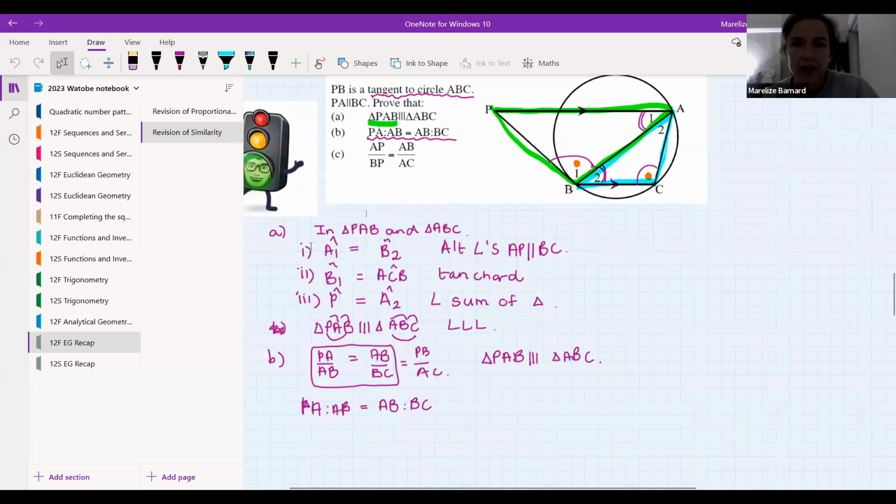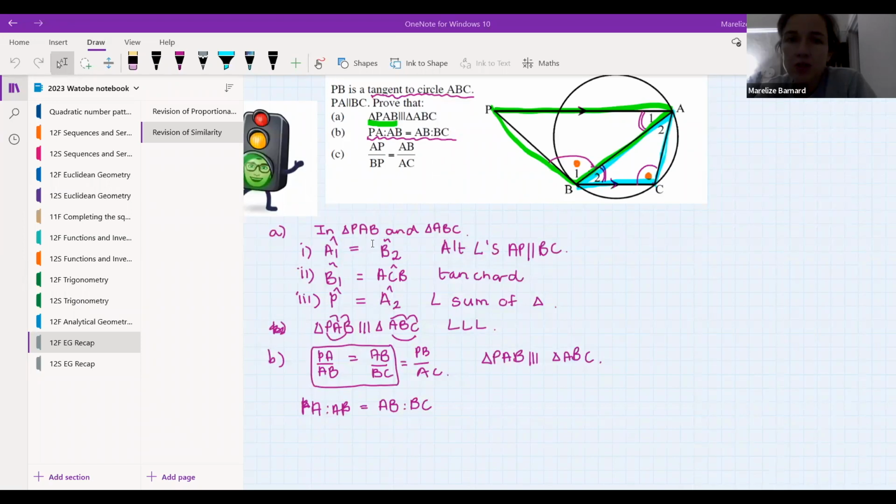Alrighty, guys. So to do the similarity proof, again, read what's at the top. It says PB is a tangent to the circle, so immediately think tan chord theorem. And PA is parallel to BC. So PA parallel to BC, lovely. That helps us with finding angles that are equal.